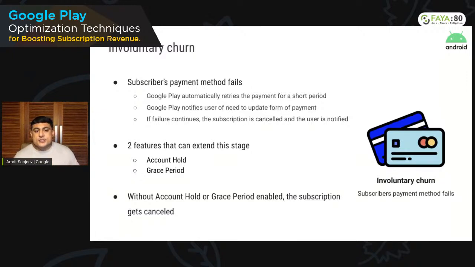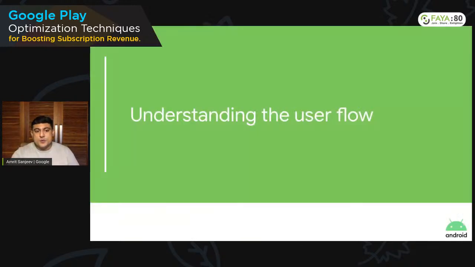Now, without either of these two enabled, the subscription gets cancelled after a few retries by Google Play to recharge the user. The reason we are retrying could be that the credit card they gave, the bank was having an outage, so the first time it did not go through. So we tried a few times. But if it does not happen in the next 24 hours, it's actually cancelled, unless account hold or grace period is there. Let me talk about these two features going further. I'll talk about them in the coming slides.